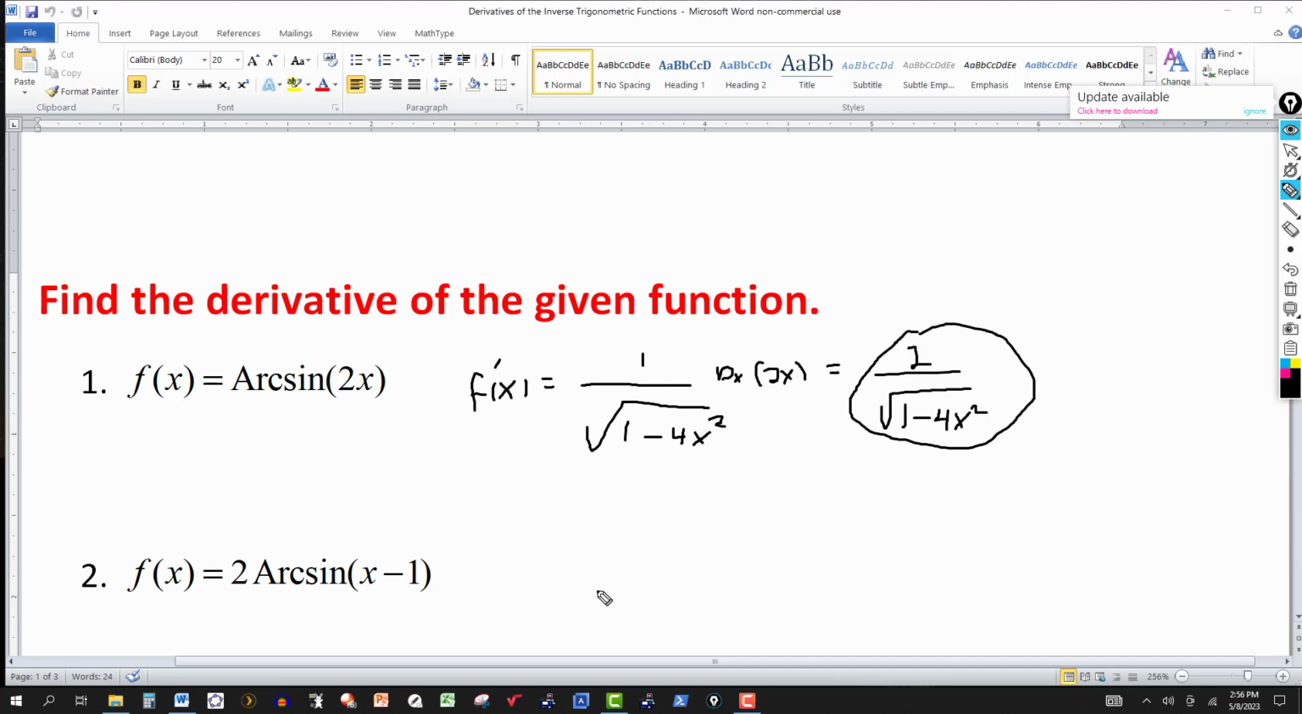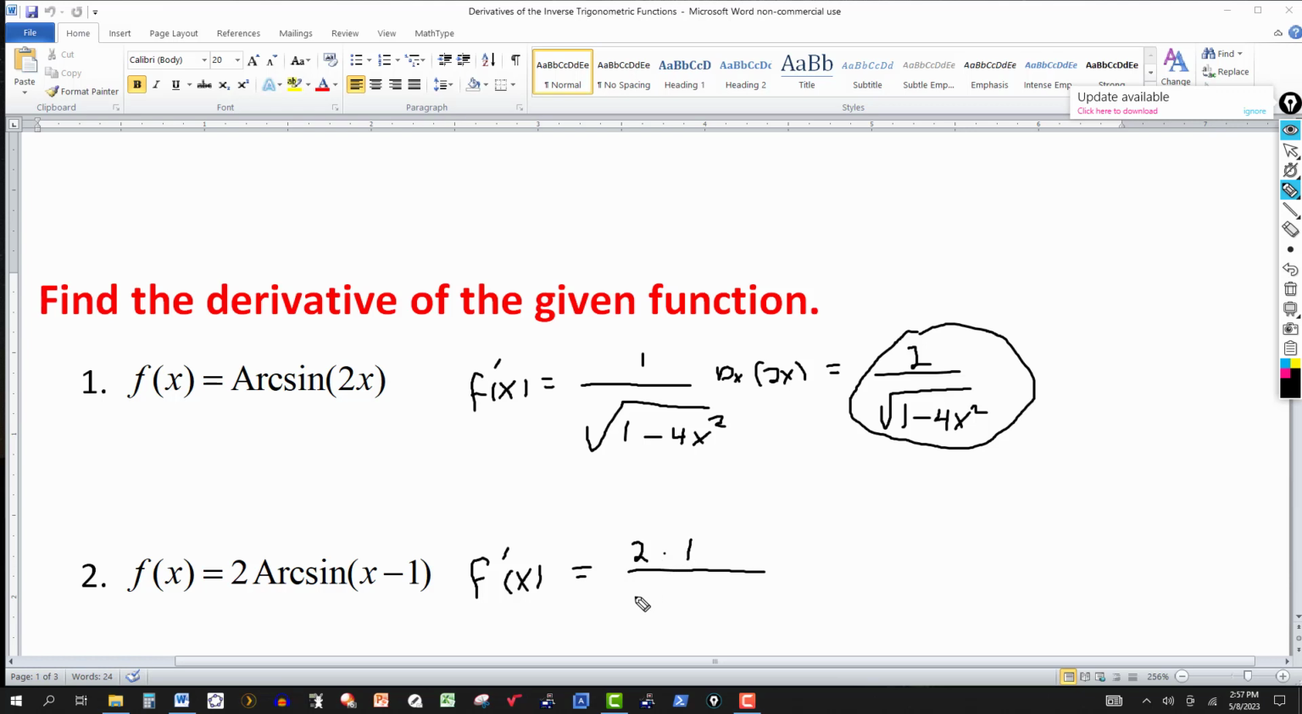For the next one, we're using the same formula because we're dealing with arc sine. So this will be f prime. And we've got the 2 here instead of the 1. There's 2 times the 1. And then it's the derivative of x minus 1, which is 1.